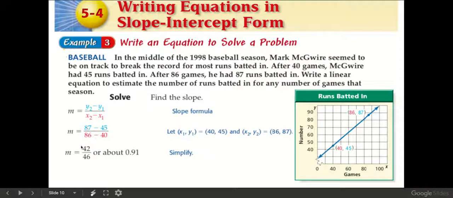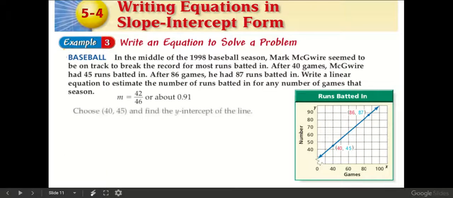So 87 minus 45 is 42. 86 minus 40 is 46. And so this would really be my exact slope, 42 over 46. I could simplify it to 21 over 23. But in this scenario, you could round it to 0.91 as a decimal. Typically, I don't recommend it, but you could if you wanted to estimate. So we have our slope.